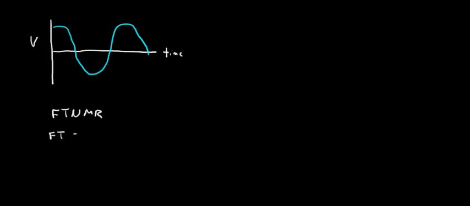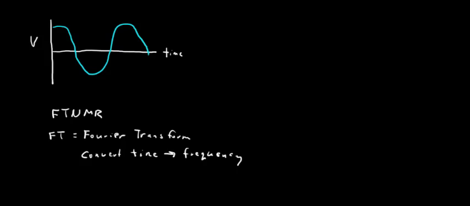FT stands for Fourier Transform. And what a Fourier transform is, it takes time, the x-axis here, and converts it to frequency. So we convert time to frequency. And so let's say that this was 100 cycles per second. So here's one cycle, and this wave goes 100 times in 1 second. So frequency 100 hertz, or 100 cycles per second.